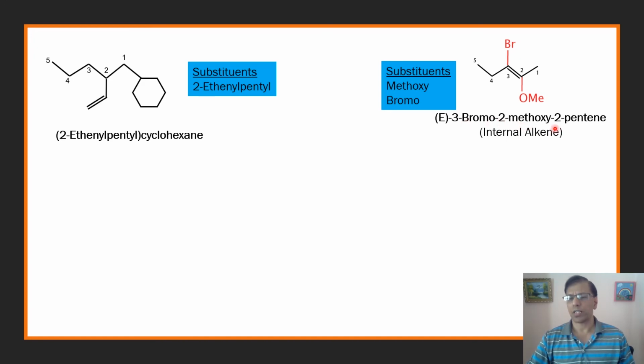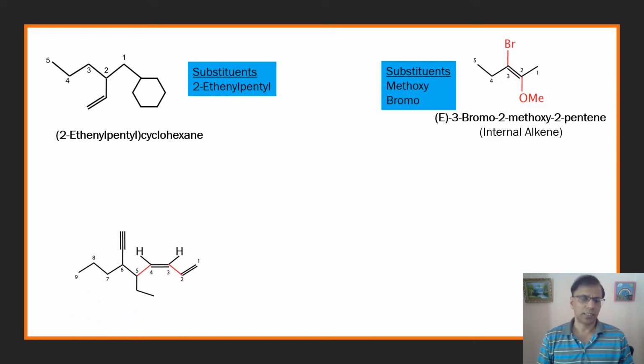3-bromo-2-methoxy-2-pentene. This is the longest carbon chain, and you start numbering from the end that is closest to the double bond. You cannot number it from this side, because then you'll have 1, 2, and 3. Number 3 is more than number 2. So you always have to have the lowest number for the double bond. This is considered an internal alkene because it is within the parent chain.